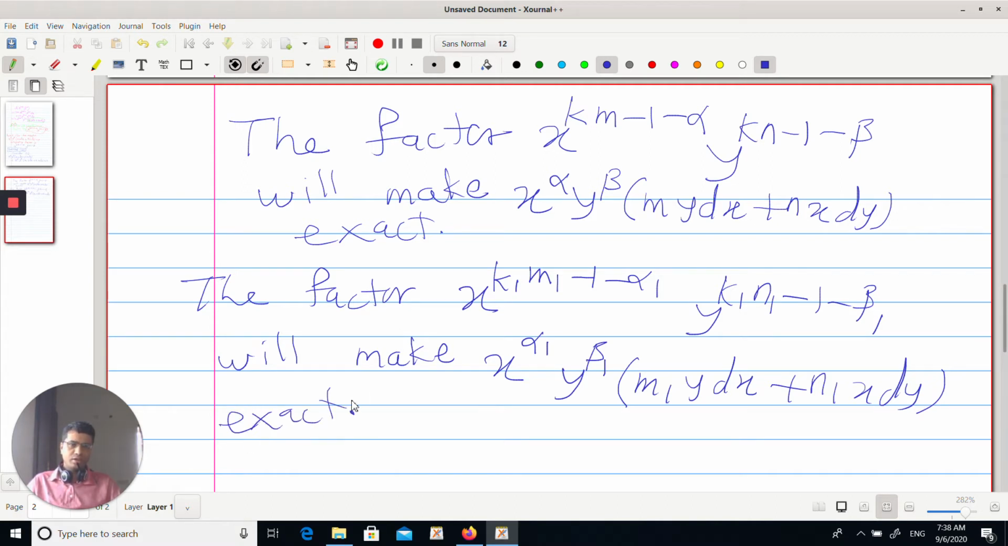Here k1 and k are arbitrary, any two numbers. We will select the common value so that we get a single integrating factor. Here we have two integrating factors. So how to find a single integrating factor? We equate these two powers.